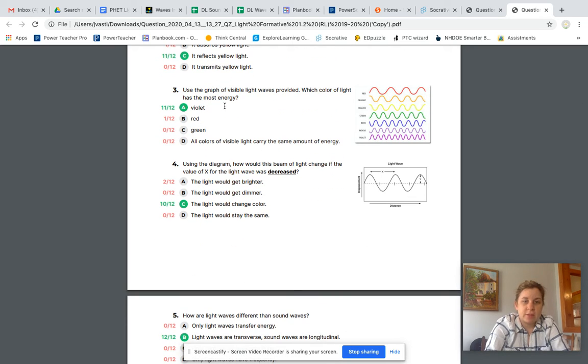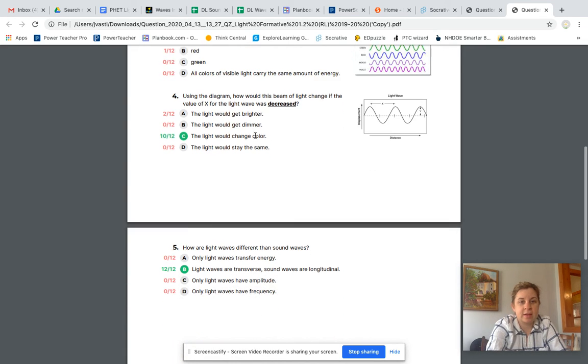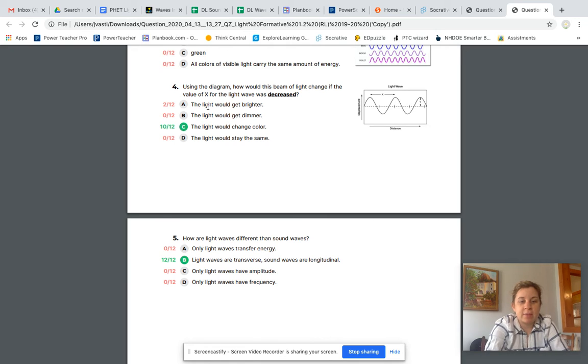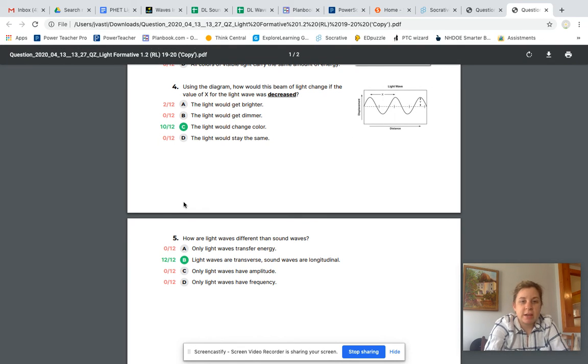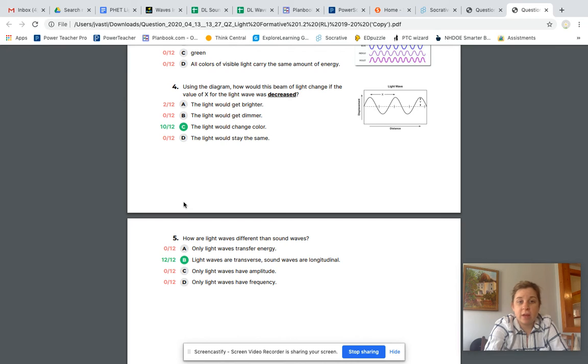Use the graph of visible wavelengths produced. What color has the most energy? The most energy, remember, has the highest frequency. So the highest frequency is violet, okay? And then using the diagram, this was probably the toughest question. Using the diagram, how would the beam of light change if the value of x for the light wave was decreased? If we look at x, x is our wavelength. So if we decrease x, that means we're changing the wavelength. So the light would change color. So we would find a different color light.